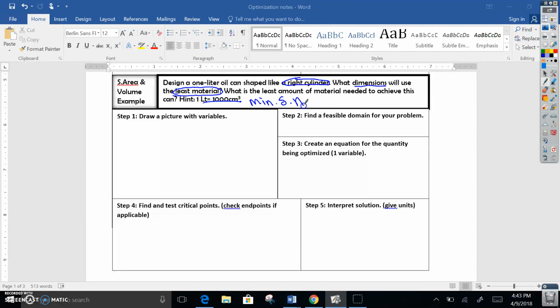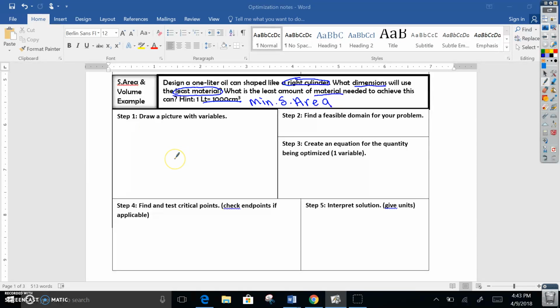And it makes sense because if you're a person that's trying to sell something, you don't want to spend a lot of money on the material making the container. You want to minimize that cost, and one way to do it is to minimize the material used. It says, what is the least amount of material needed to achieve this can? So the dimensions, and then, of course, the actual material that we're going to use.